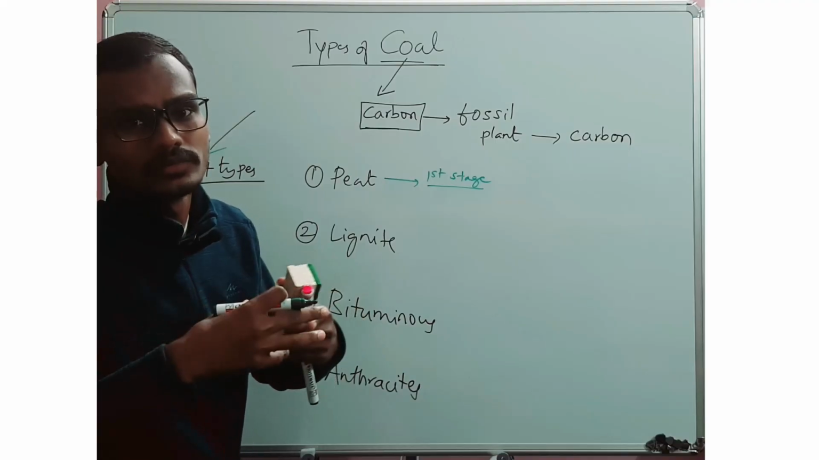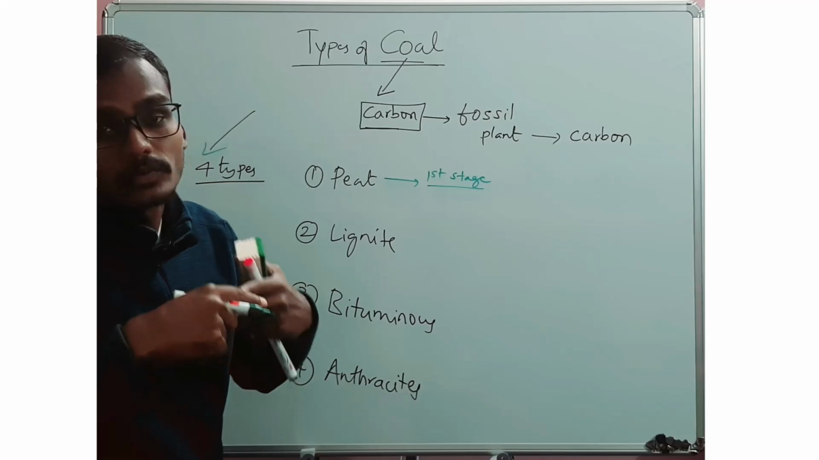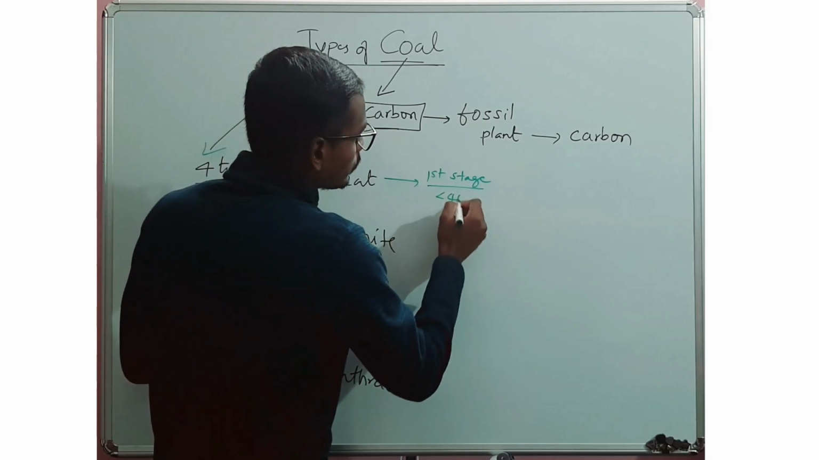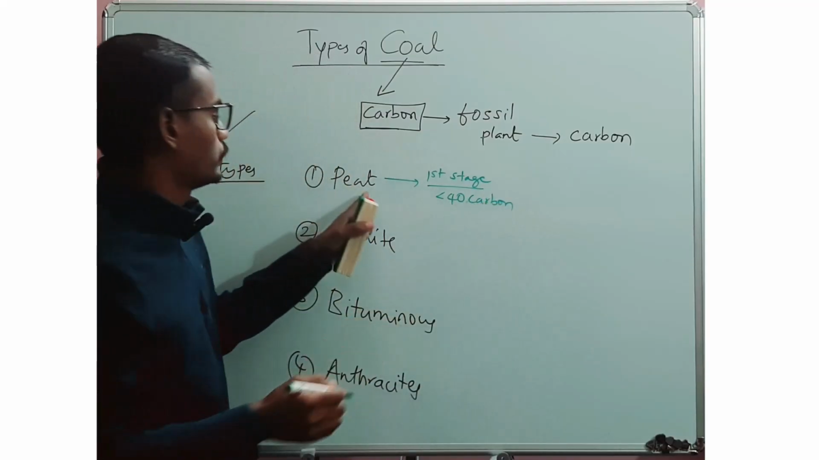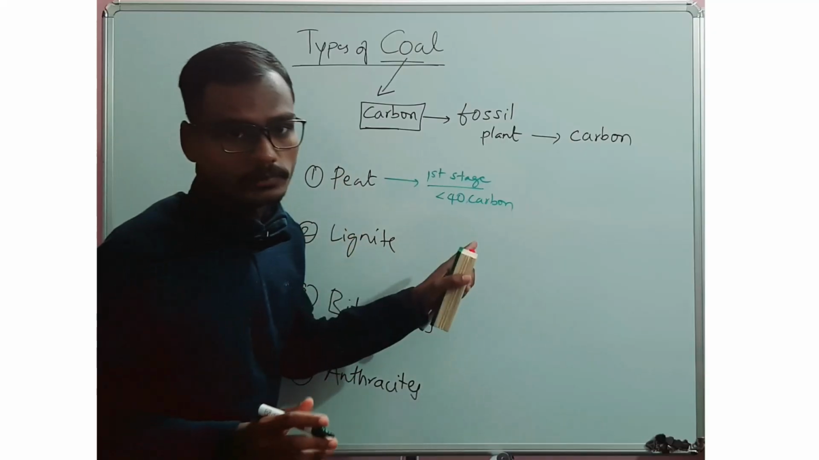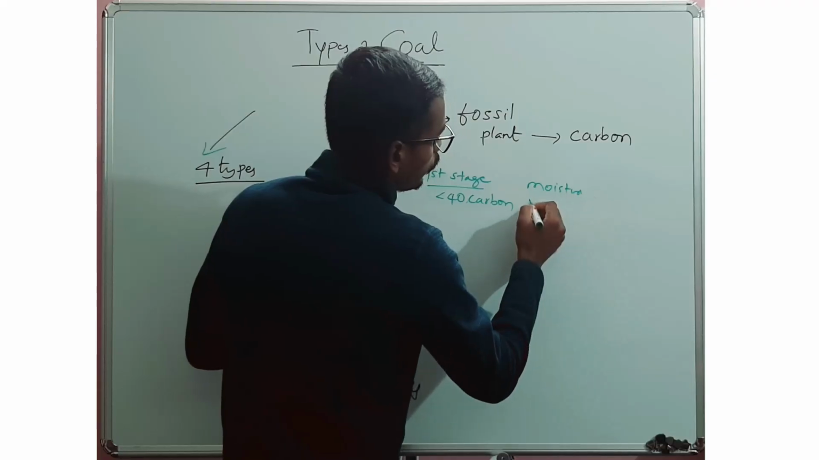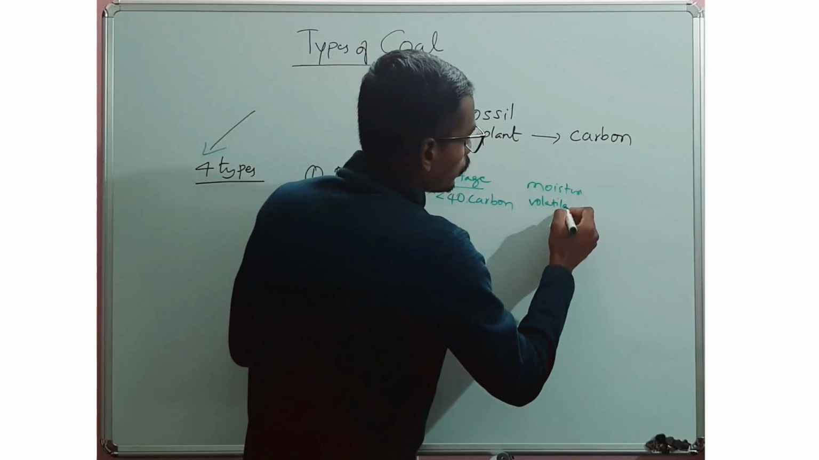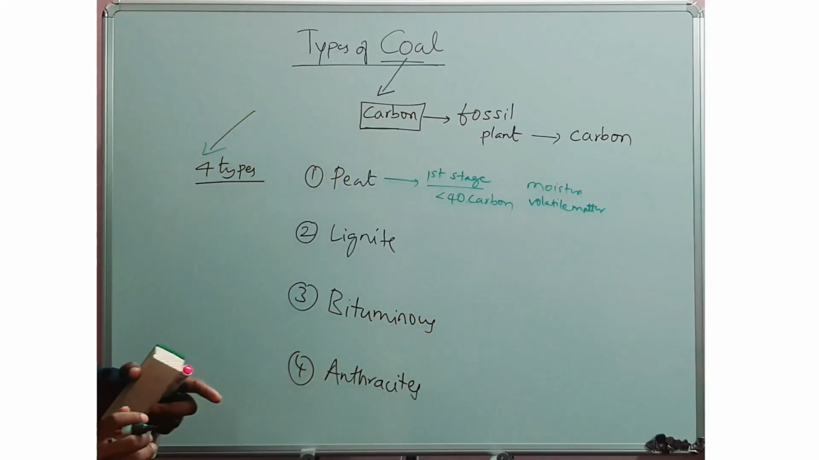It is not properly transformed into coal yet, because it is the stage of transformation into a pure form of coal. Peat contains less than 40% carbon. The remaining are moisture, some volatile matter, and some other impurities stuck to the coal. This is all about peat.